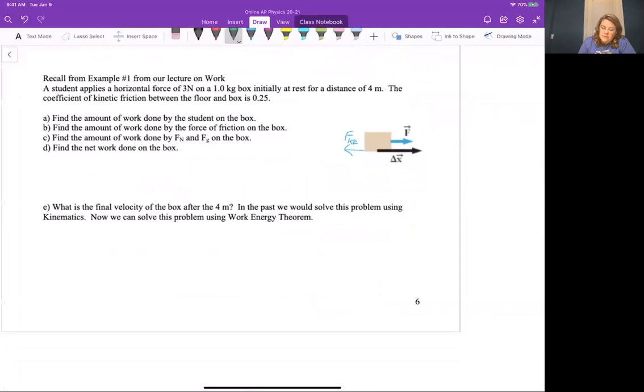All right, now let's talk about a problem that we did yesterday, and let's use this to solve for some things. Recall from yesterday's lecture that we had a situation where a student put a horizontal force of 3 newtons on a 1 kilogram box that was initially at rest, right? The initial velocity is 0. Delta x was 4 meters.